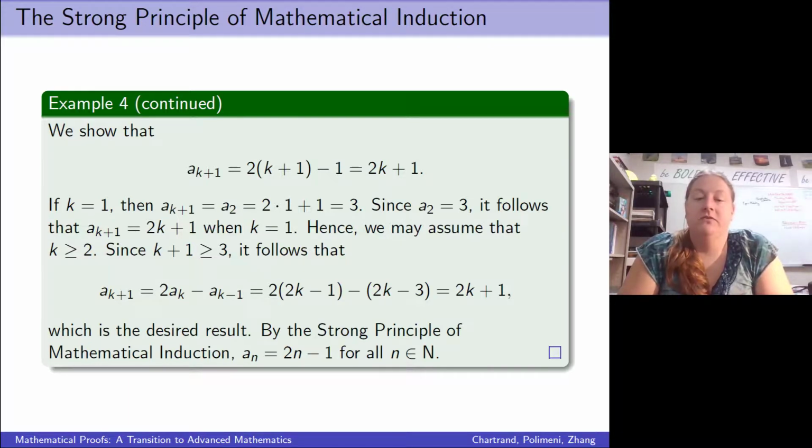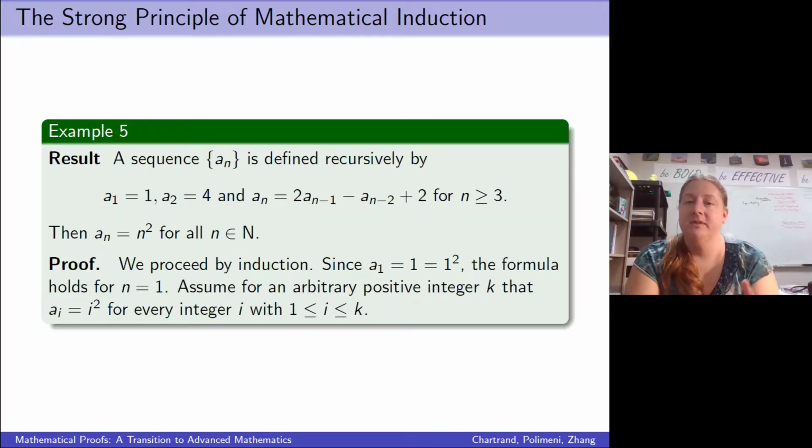So I can substitute those values in, and I get 2 times the quantity 2k minus 1 minus the quantity 2k minus 3. So doing a bit of algebra there, I get to 2k plus 1, and I get a sub k plus 1 equals 2 times k plus 1 minus 1, which is my desired result. So by the principle of strong mathematical induction, I have that a sub n equals 2n minus 1 for all n in the natural numbers.